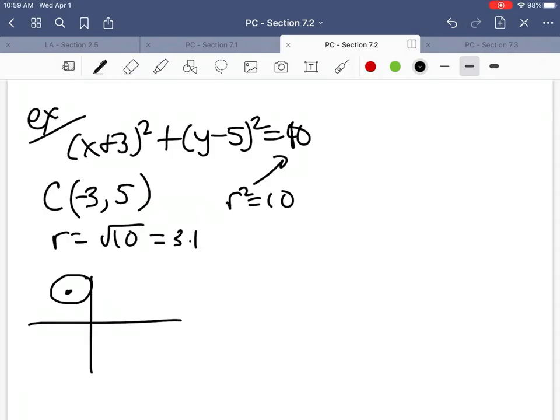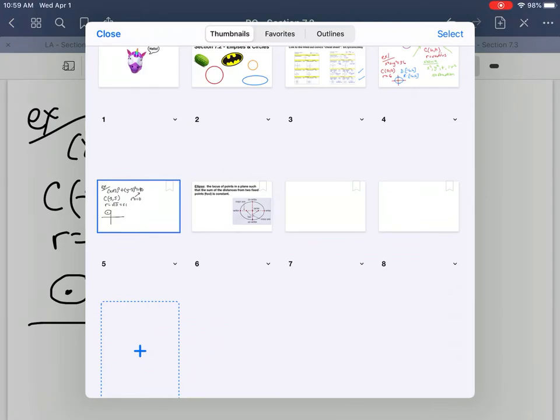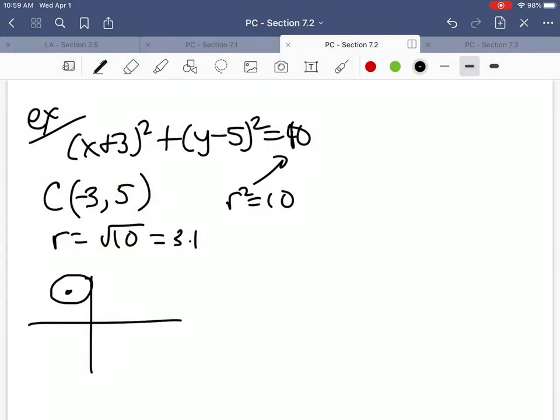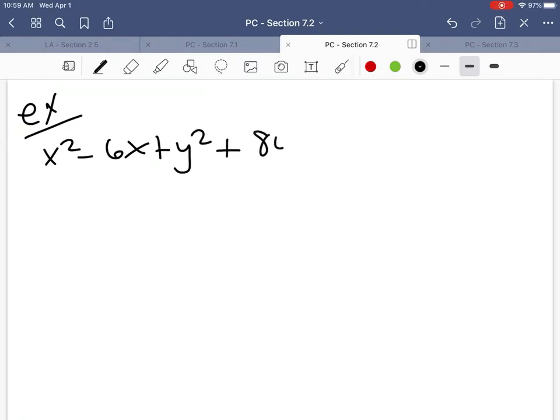So in the next two problems, we're going to have to fix what's going on here. We're going to have to basically complete the square like I taught you in the last lesson. In our next example, we're given x squared minus 6x plus y squared plus 8y plus 4 equals 0. So everything's all jumbled up.